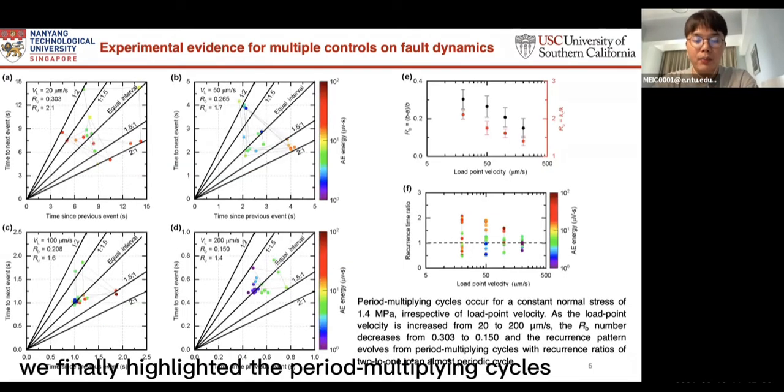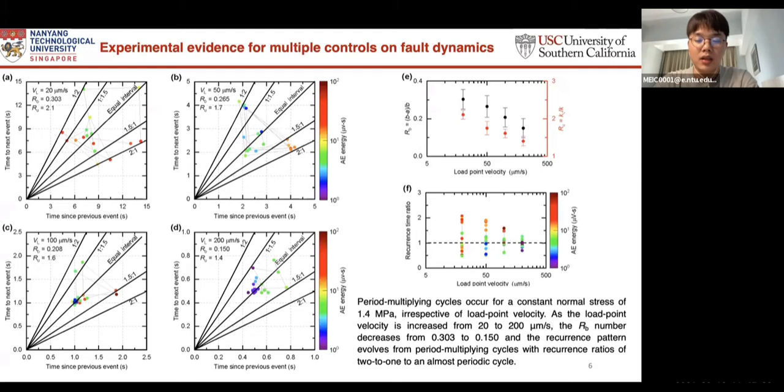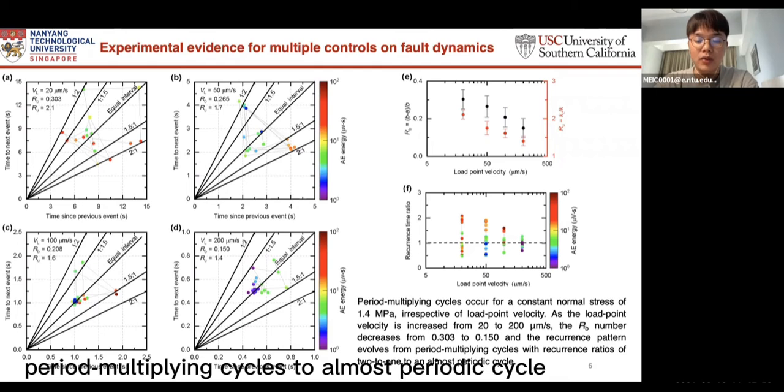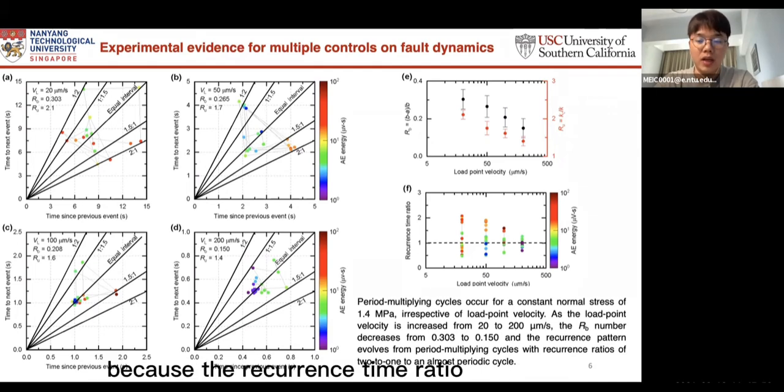We finally highlight the period multiplying cycles, which occur at a low constant normal stress of 1.5 megapascal at all load point velocities. As the load point velocity is increased from 20 to 200 micrometers per second, we can see that the Rb decreased from 0.3 to 0.15, and the recurrence pattern evolves from the period multiplying cycles to almost the periodic cycle, because the recurrence time ratio evolves from 2 to 1 to almost 1.